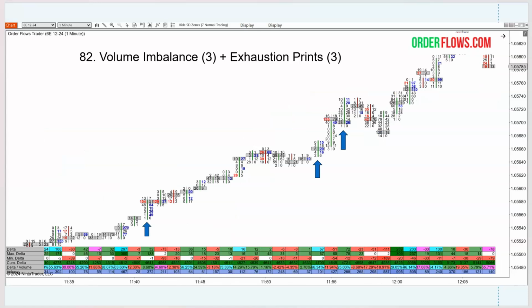Okay, it's another example. 4 buying imbalances with the exhaustion print. 3 buying imbalances, exhaustion print. 3 buying imbalances, exhaustion print. Okay, so you just got to simply look at that stuff. Look for the volume imbalances, and then do I have an exhaustion print?